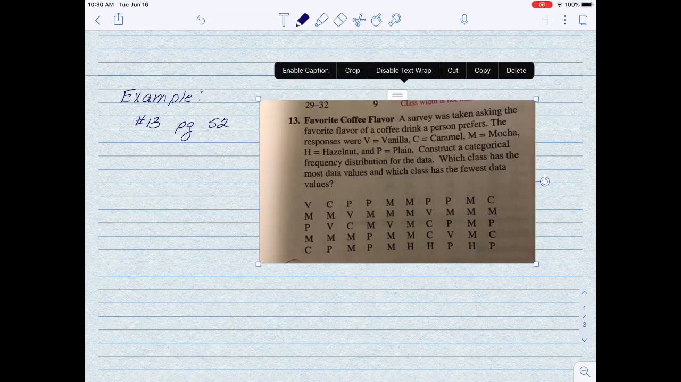All right, so we're looking at an example. If you read the directions here, this is problem number 13 on page 52 of your book. It says, favorite coffee flavor. A survey was taken asking the favorite flavor of a coffee drink a person prefers. The responses were V for vanilla, C for caramel, M for mocha, H for hazelnut, and P for plain. Then it says, construct a categorical frequency distribution for the data. Which class has the most data values and which class has the fewest data values?